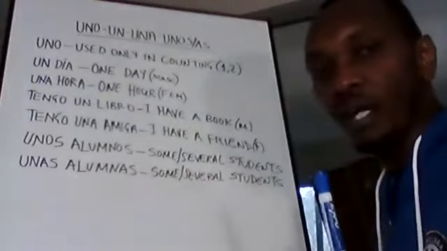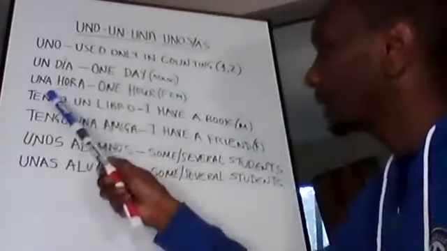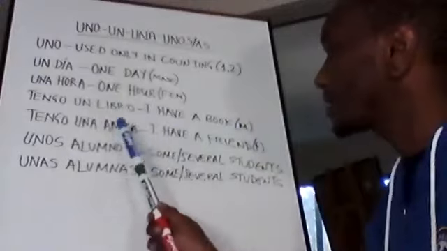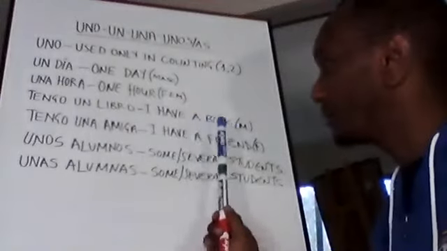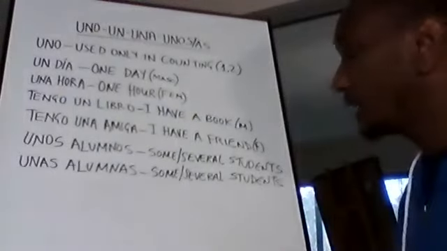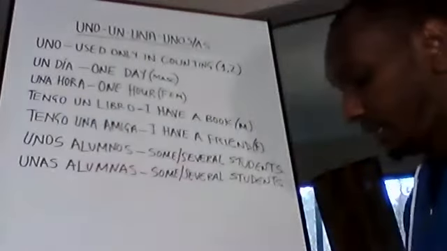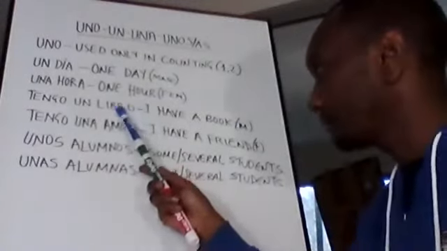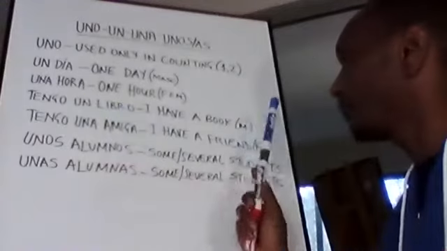Let me give you an example of the way we use un and una. Tengo un libro. It means I have a book. So in this case, we are using it as a, if you like. Tengo un libro. I have a book. So you can even underline here. Un means, tengo un libro, I have a book. Again, masculine subject. Book is masculine. So that's why it goes with masculine. And I put M on there.